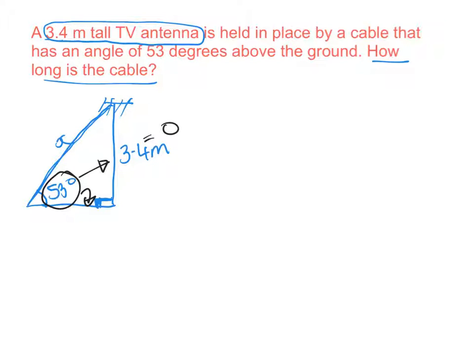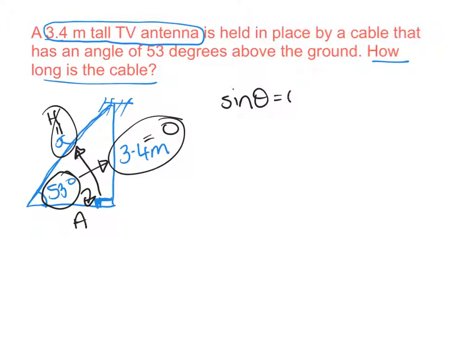Right next to the reference angle is the adjacent side, and straight across from the right angle is the hypotenuse. Okay, so the opposite we know, and the hypotenuse we want to know. Alright, well I think that's going to be sine of theta. Sine is the opposite divided by the hypotenuse.